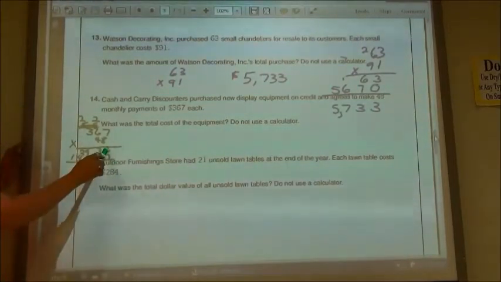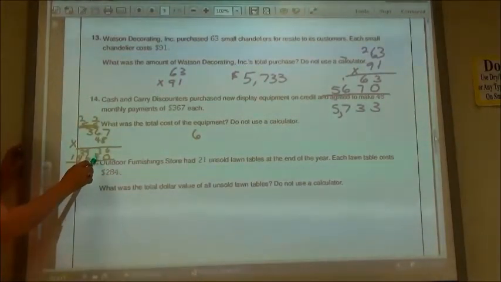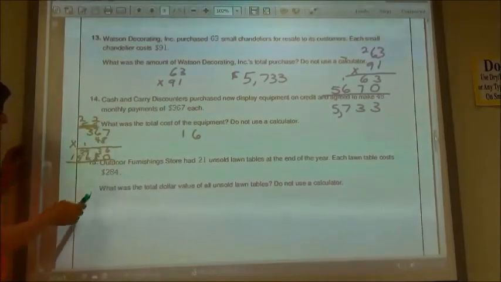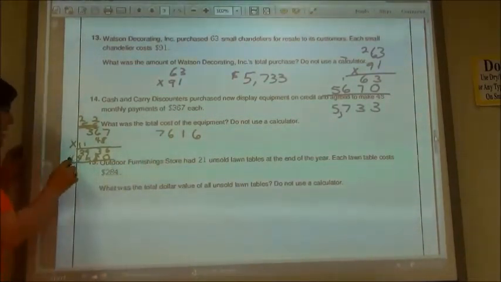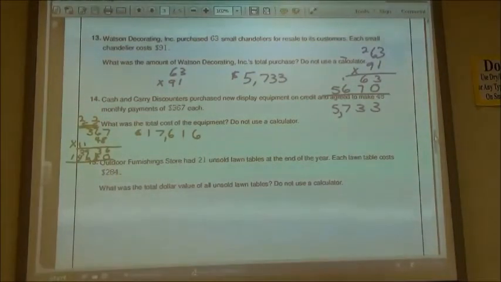And so I have 6 plus 0, which is going to be a 6 on the end. 8 plus 3, 8, 9, 10, 11. Carry my 1. 9 plus 6 plus 1 would be 16. Carry my 1. 2 plus 4 is 6, plus that 1 is 7. And then I have a 1. And so 17,616 if we take our 367 times our 48 months.